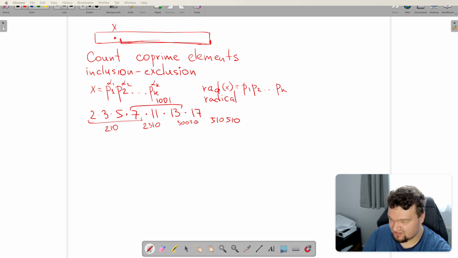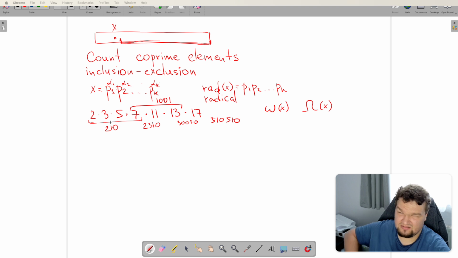And that also has a name. I think it's like small omega, the number of prime divisors. And big omega is the sum of powers, I think.